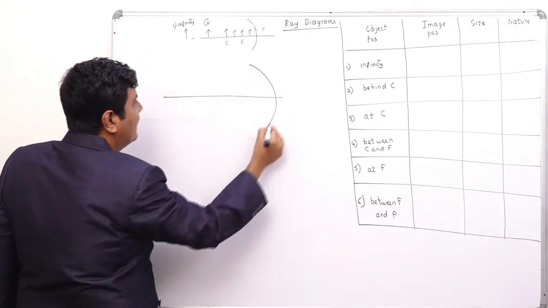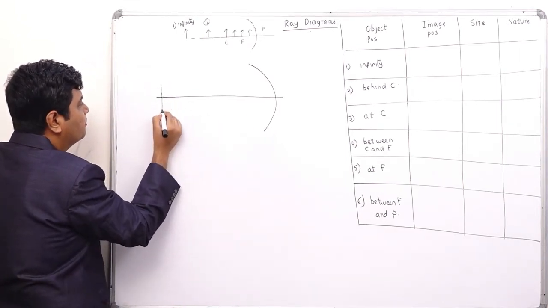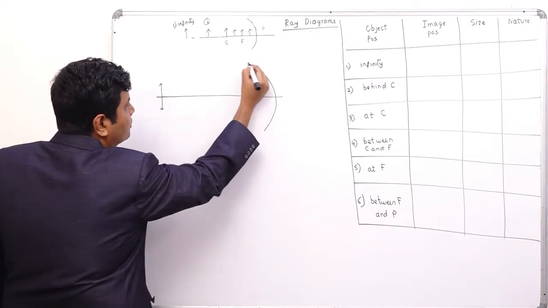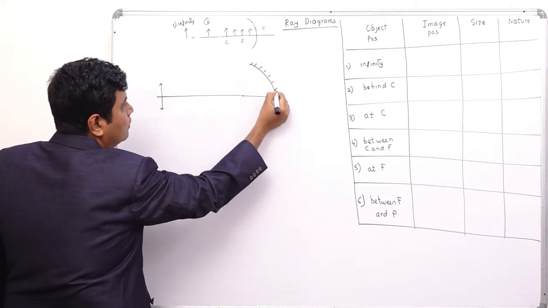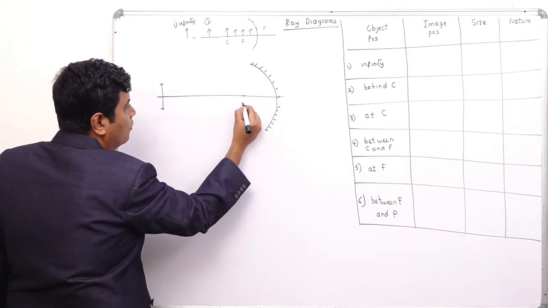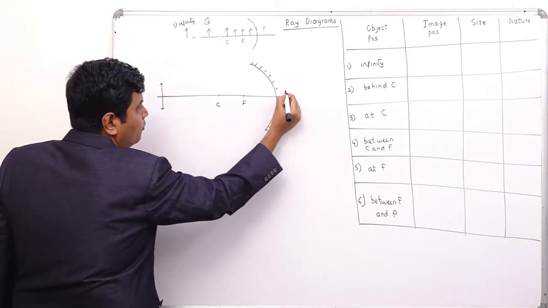Whenever the rays of light are coming from infinity, you draw the object up and down on both sides. This is an arrow and this is an arrow. Here, this is your focus, this is your center of curvature, this is your pole.